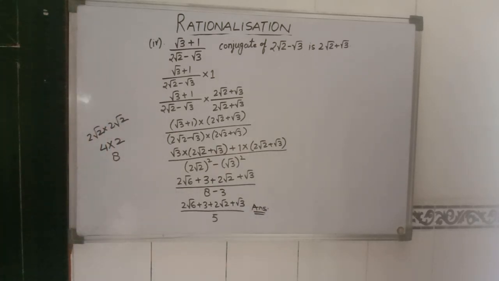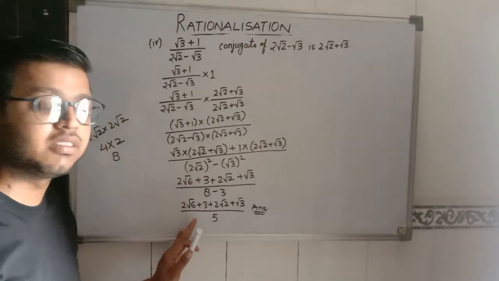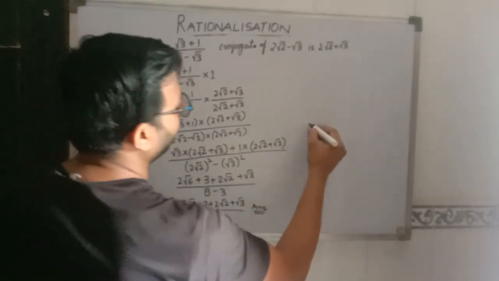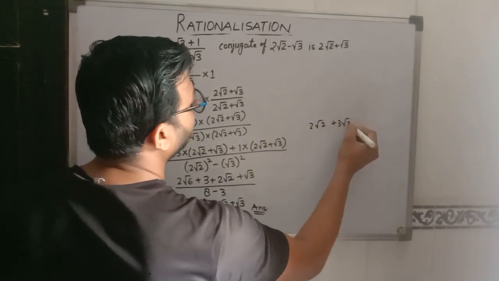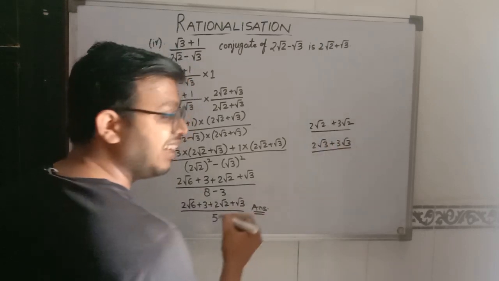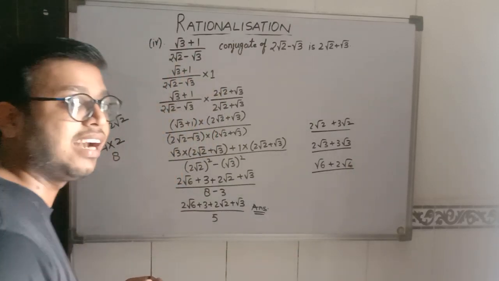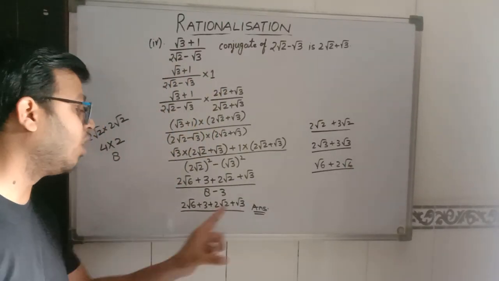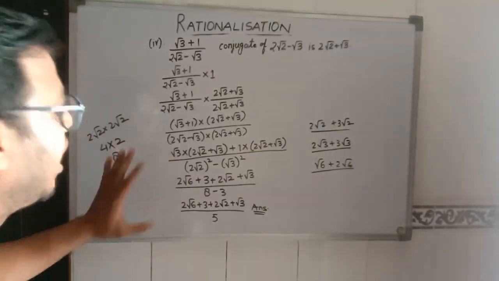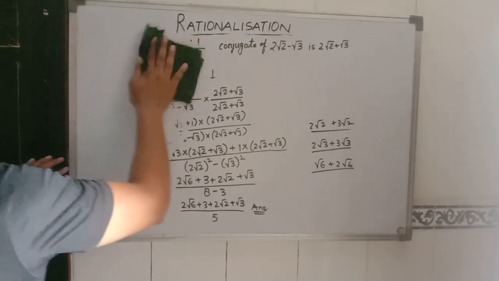When there is nothing to simplify in the question, then we don't need to worry. We just leave the answer, because there are no like terms. Like terms can be made if there are 2 root 2 and 3 root 2. They can be called like terms. If there are 2 root 3 and 3 root 3, then they will be like terms. If there is root 6 plus 2 root 6, these can be called like terms. But in all these 4 terms, none of the terms is like. That is why we just leave the answer up to this step. So this is question number 4.